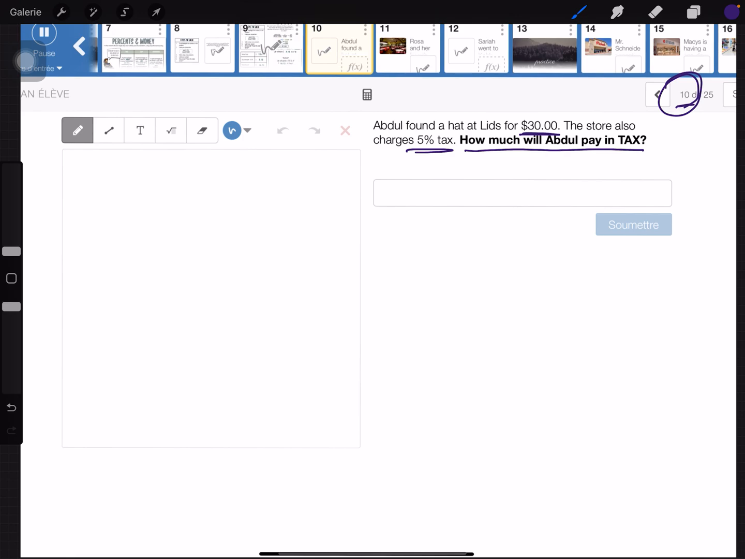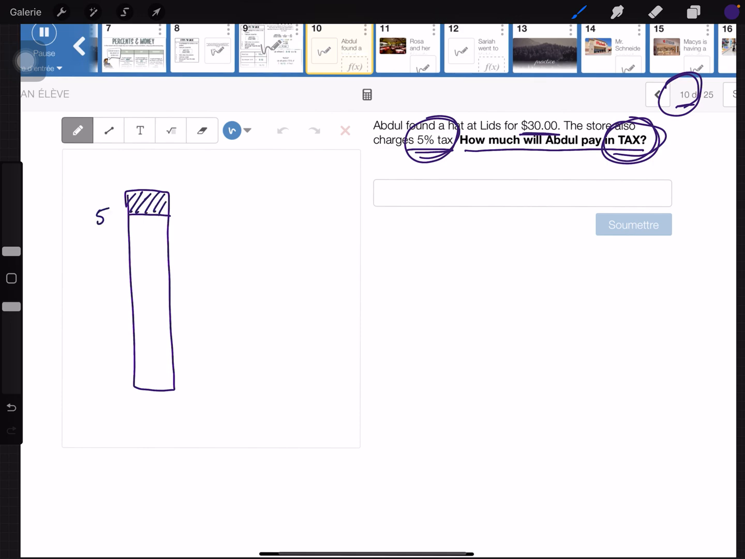So our first step, our first question is, what is the question asking? Is this tax, tip, or discount? We've got it right here in nice bold letters. We're looking for the tax. So I can go ahead and set this up using a bar graph. So I'm going to draw a vertical bar, and I'm going to put my percentage on the left. So on the left, it tells me we're looking for 5%.